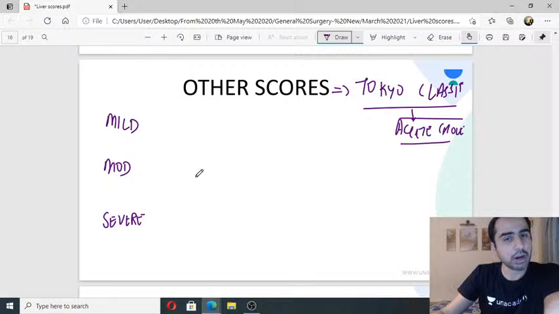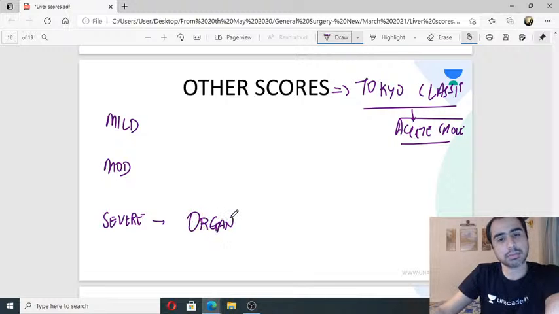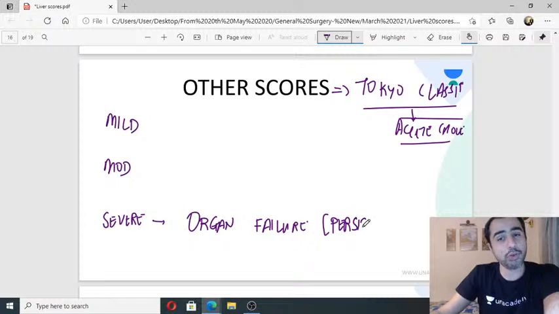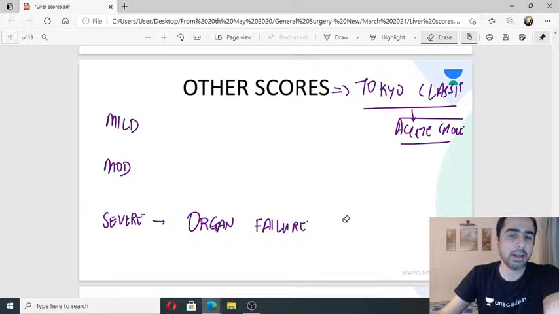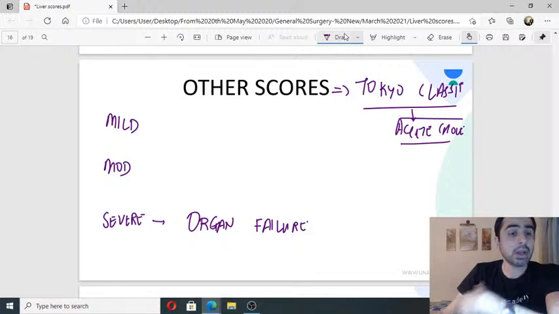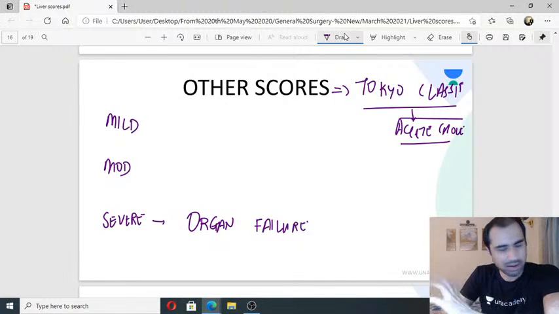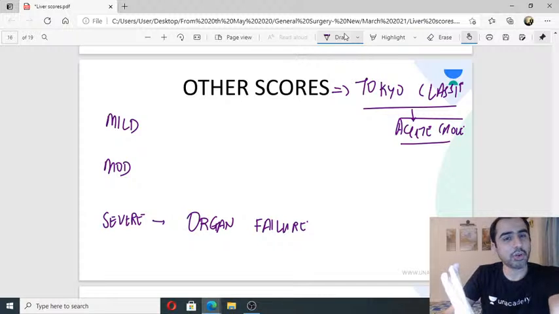So what is severe acute cholecystitis? Just like acute pancreatitis, there should be organ failure. Organ failure means severe. In pancreatitis, the word was persistent organ failure. I hope you remember. It was persistent. But here persistent is not required. Any person with cholecystitis who has organ failure, renal failure, or lung failure, respiratory failure, cardiac failure, severe acute cholecystitis.